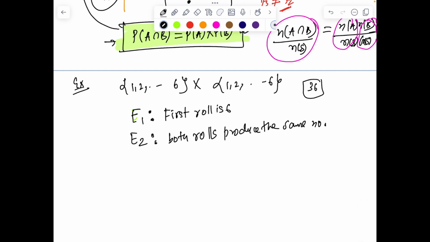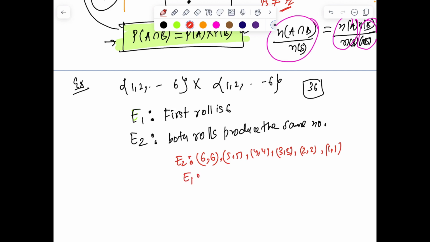Now clearly you can see, if you apply that physical property of independence, it feels like the first roll being 6 and both rolls showing the same number are physically related, because if both rolls are the same number, it will also have 6 6, 5 5, 4 4, 3 3, 2 2 and 1 1. So this corresponds to event E2.